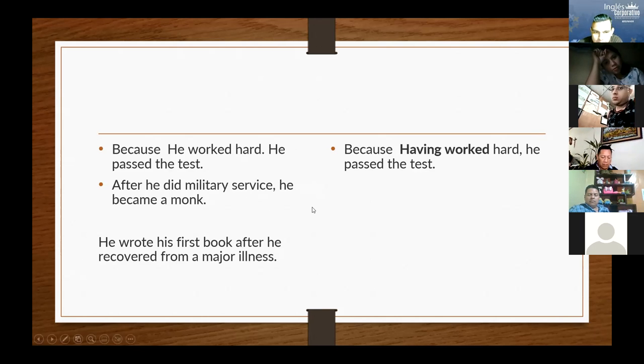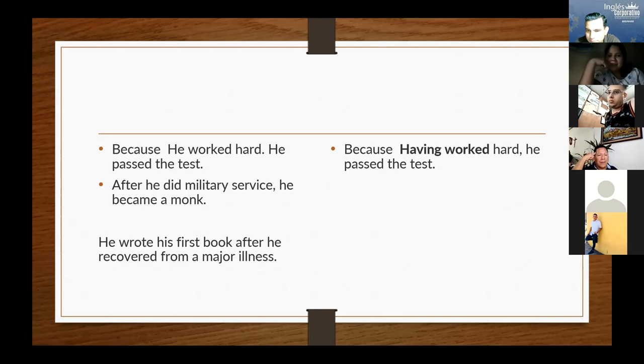Okay, and the third one, after. Entonces esa sí se puede cambiar, dicha. Yeah, you can. At the beginning we couldn't with the verb, so we can add having, right? This is confusing. This is just an example of how you can switch from having, okay. But this is a complication because you are having. Exactly. But this is an example of how you can.